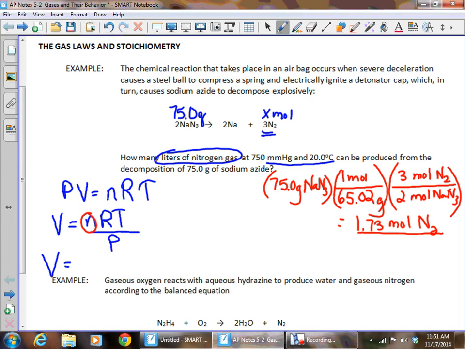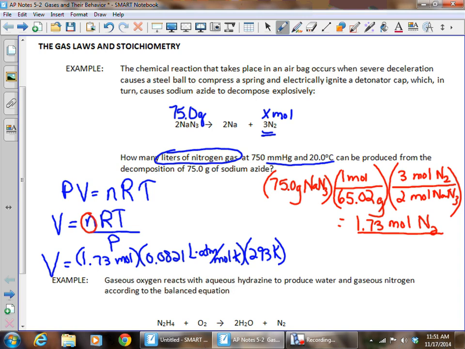So let's plug that value into our equation. We now see that we have 1.73 moles of our nitrogen gas times 0.0821 liter atmospheres per mole Kelvin, and we have a temperature value then, 20 degrees Celsius, 293 kelvins. Don't forget to add that 273. Now on bottom we need a pressure. Now this is an ideal gas equation, remember, and it gives us a pressure of 750 millimeters of mercury.